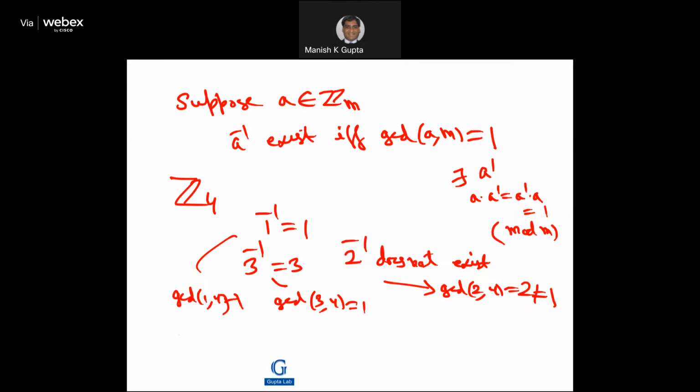So it's an easy, interesting observation to remember that in integers modulo M, the inverse of an element exists if and only if GCD of A and M is 1. And we should know how to count these kinds of things. That is very, very important.